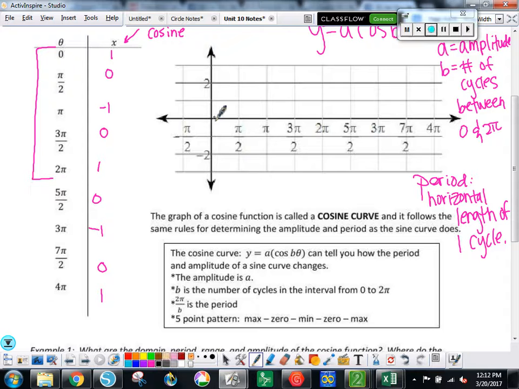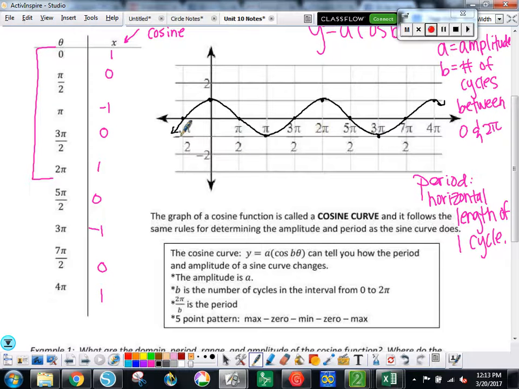So let's practice. When my theta is 0, what is the x value? 1, right? So the sine value starts at 0. The cosine value starts at 1. Other than that, they look almost exactly the same. And it should look curved. That is the cosine function.